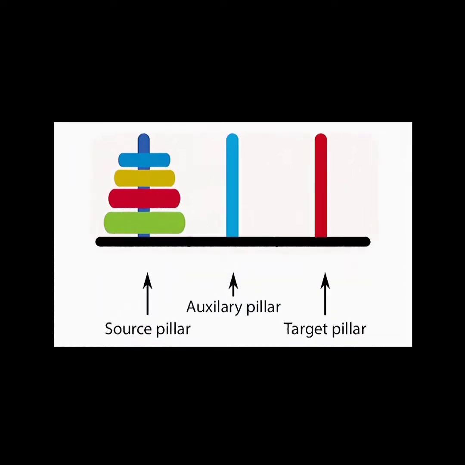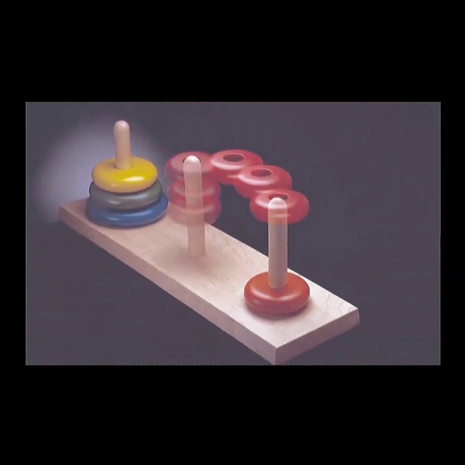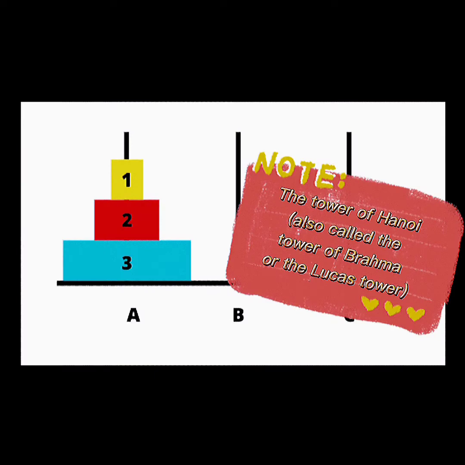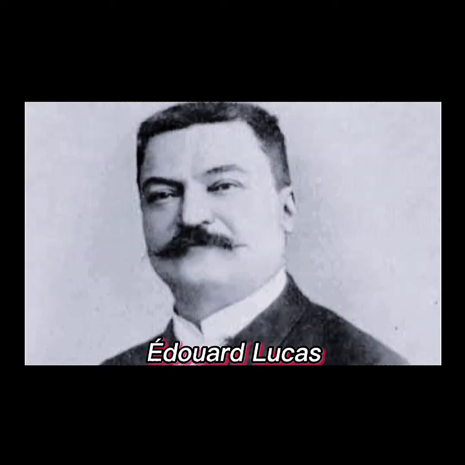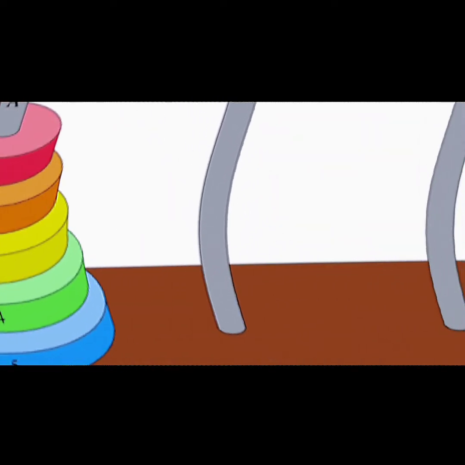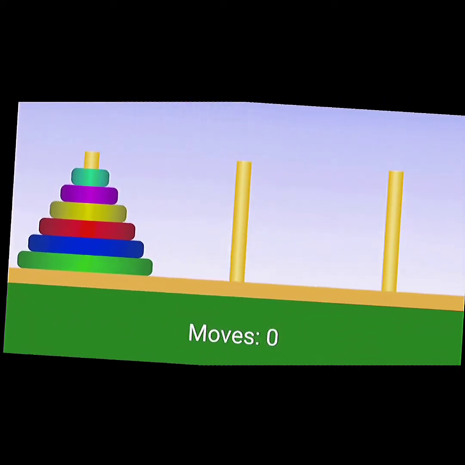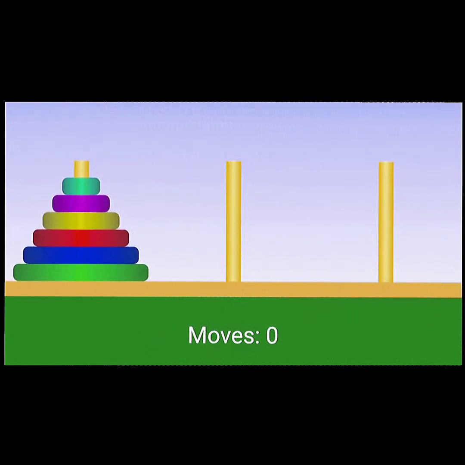To begin with, we're going to provide some brief background information about this mathematical game. The Tower of Hanoi, also called the Tower of Brahma or the Lucas Tower, was invented by French mathematician Edouard Lucas in the 19th century. The Tower of Hanoi is a mathematical game that consists of 3 rods and multiple discs. Initially, all the discs are placed on one rod, one over the other in ascending order of size, similar to a cone-shaped tower.